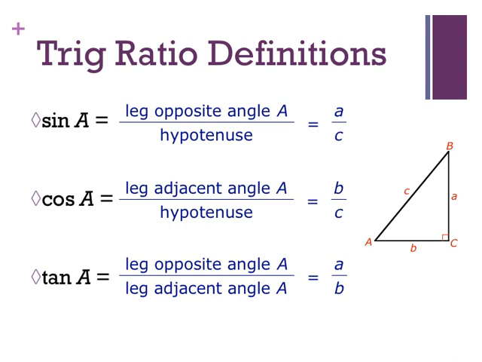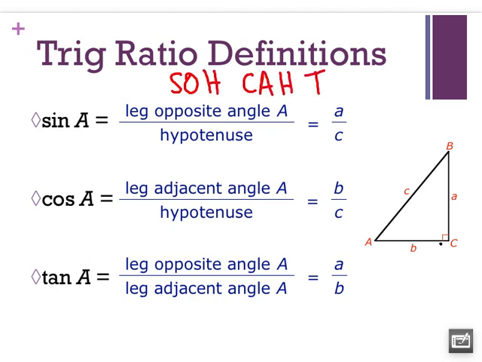So sometimes when you talk to people about right triangle trig, they will use the following phrase: SOH CAH TOA. Sine is opposite over hypotenuse. Cosine is adjacent over hypotenuse. Tangent is opposite over adjacent.